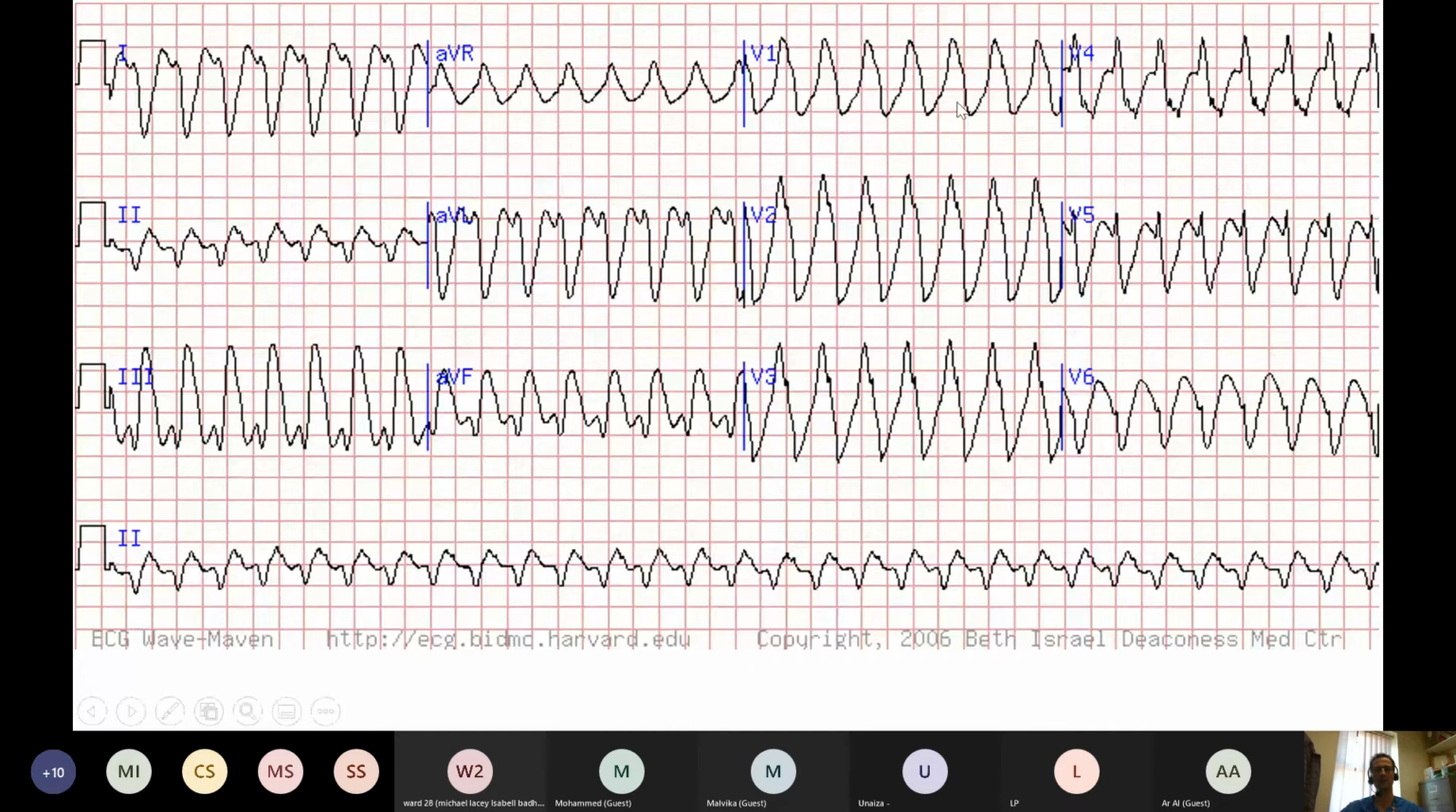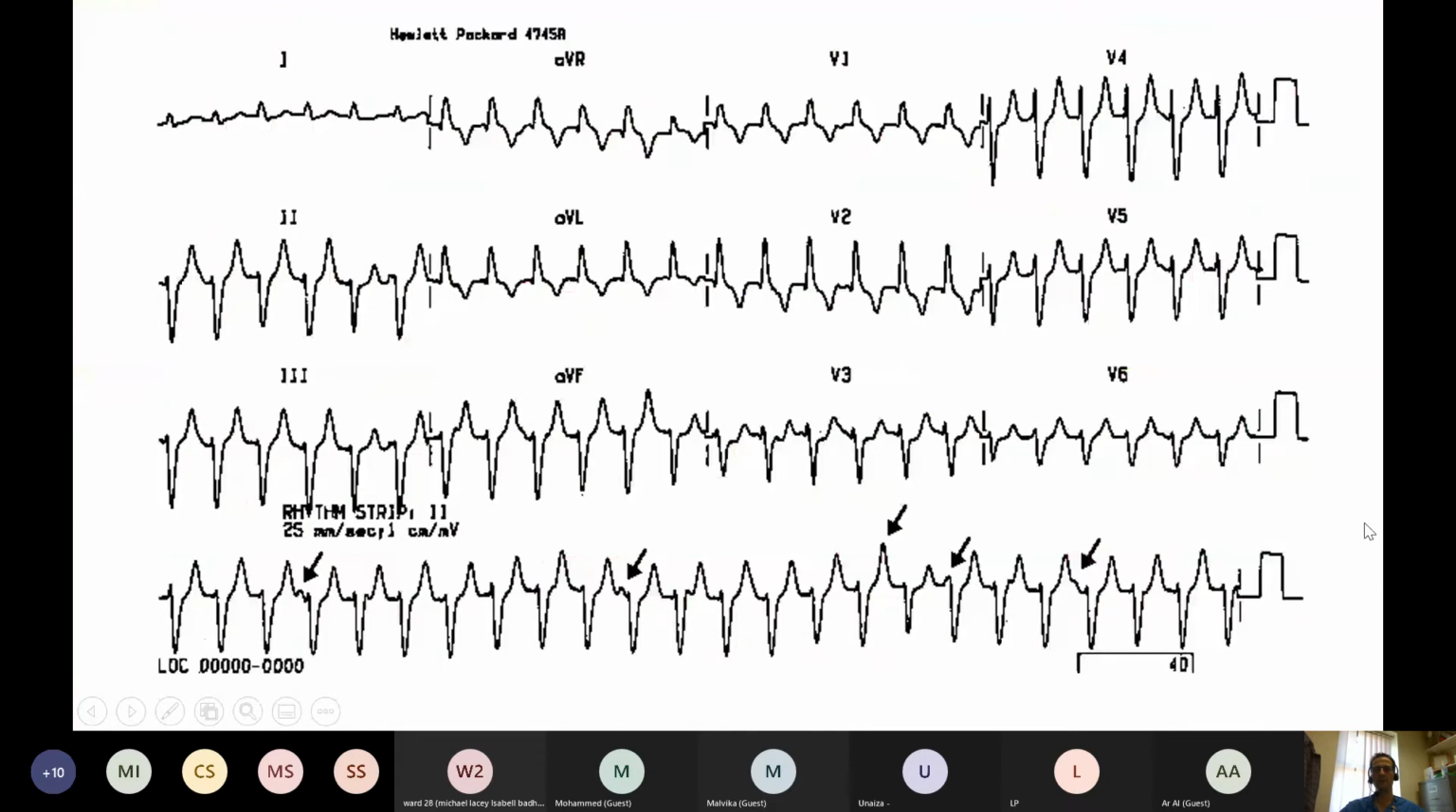So this grossly abnormal ECG with very broad slurred onset QRSs, which are concordant with extreme axis deviation, is undoubtedly VT. Does that make sense to everyone? Any questions with that one? So what about this ECG?